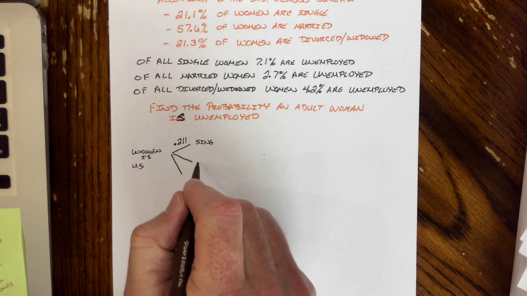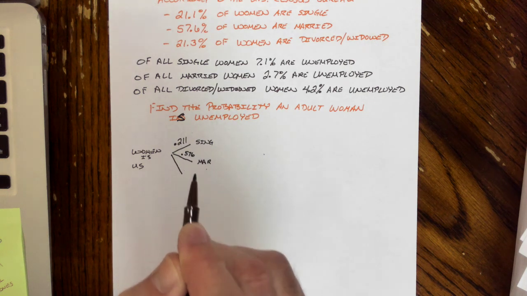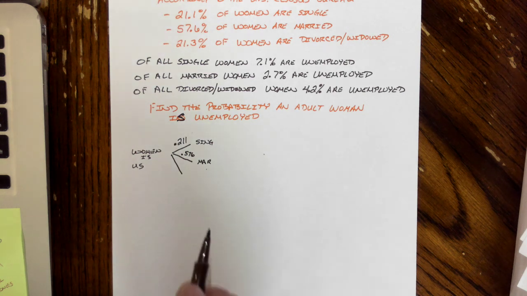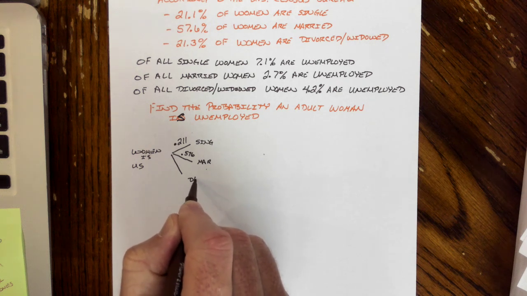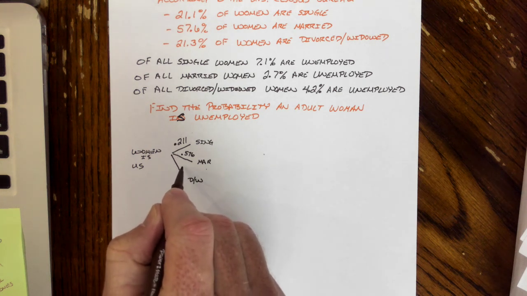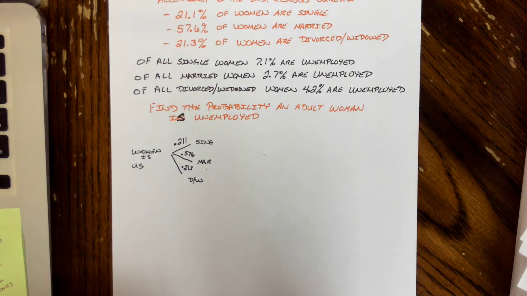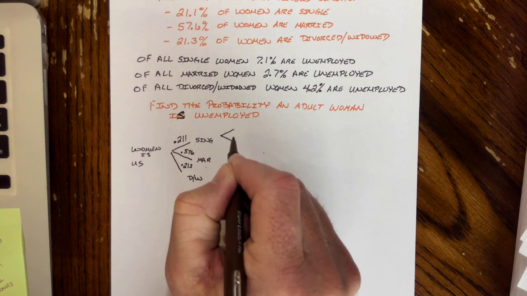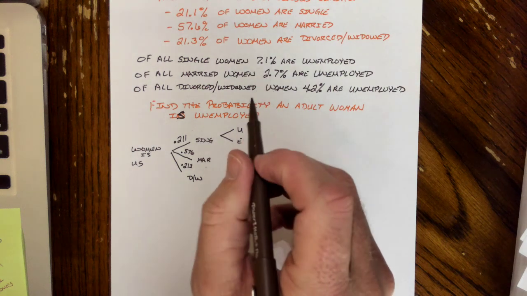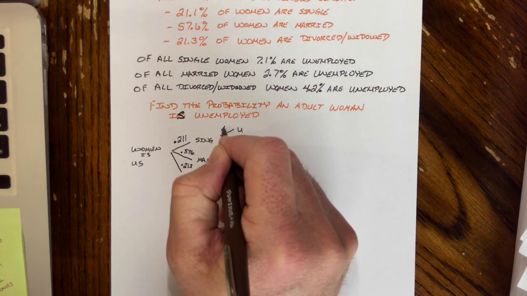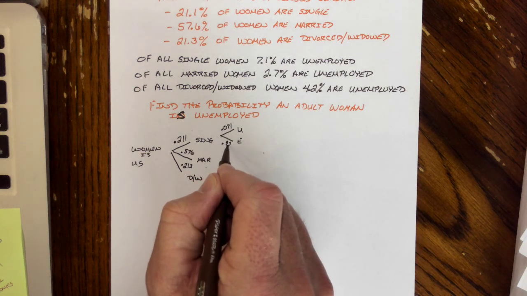They could be married, which constitutes 0.576, 57.6% of the women in the Census Bureau. And then they could be divorced or widowed, which according to the census, 0.213. All right. From there, what are your choices? They could be unemployed. They could be employed. So of our single women, unemployed, 0.071, meaning 0.929 are employed.